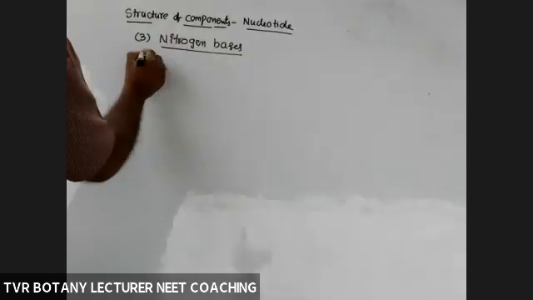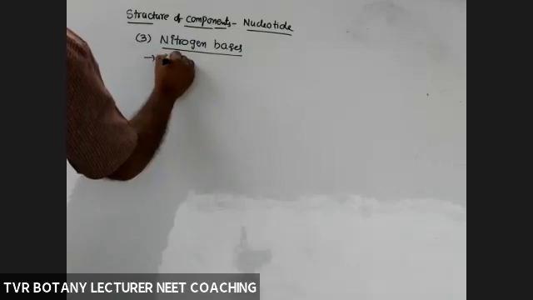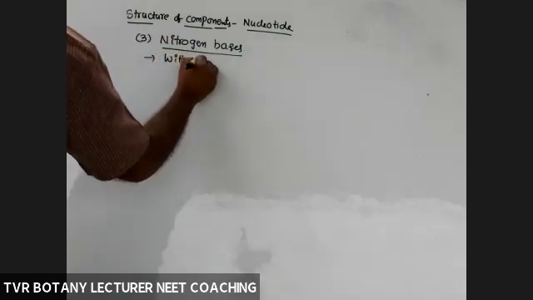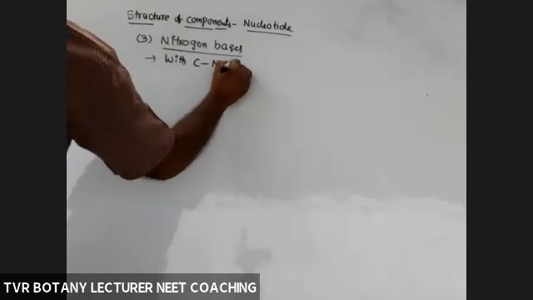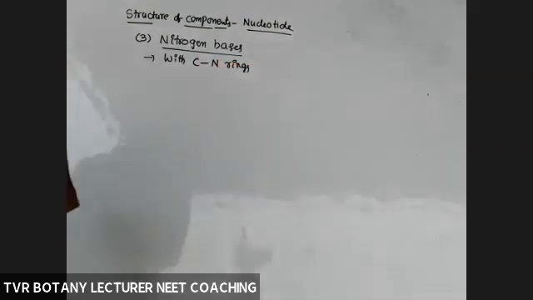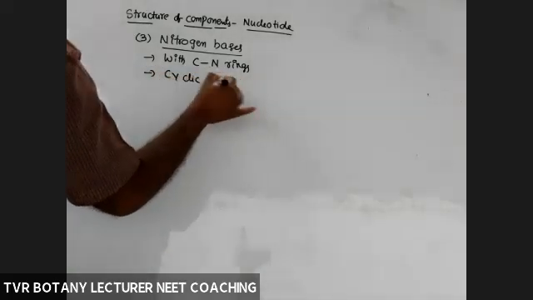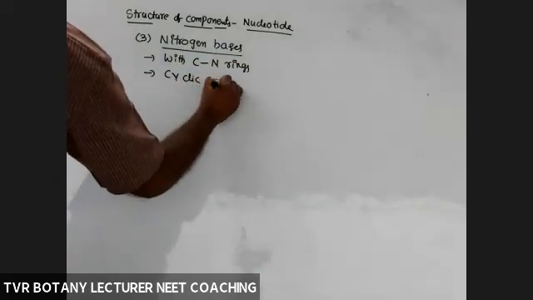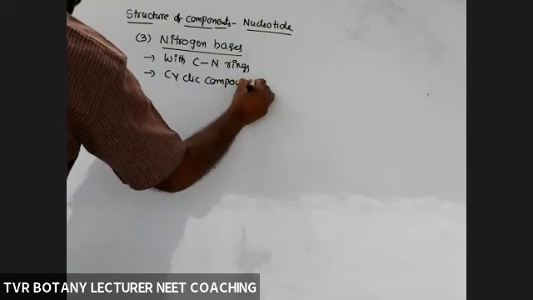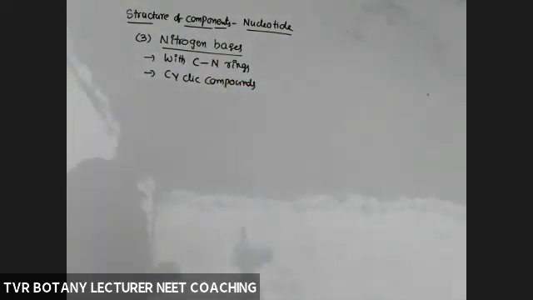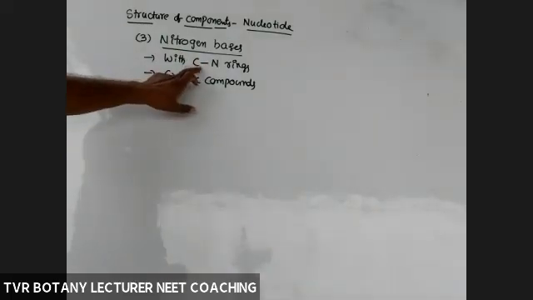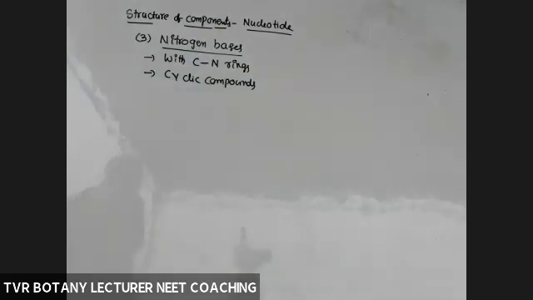Okay, so nitrogen bases are cyclic compounds with C-N rings. So nitrogen bases are cyclic compounds. Sugar is also cyclic, we will see. So cyclic compounds with C-N rings. In the main skeleton of the ring, carbon and nitrogen are present. So that's why nitrogen bases are called heterocyclic compounds.